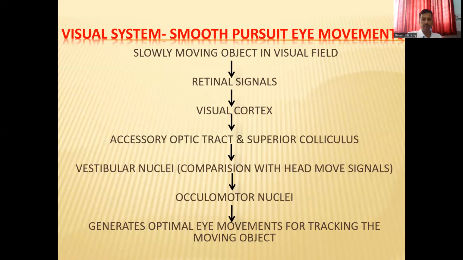So in smooth pursuit movement, while moving, we are observing or watching the moving object. In saccades, we were watching the static object. That is the basic difference.